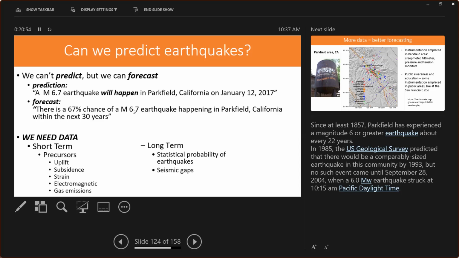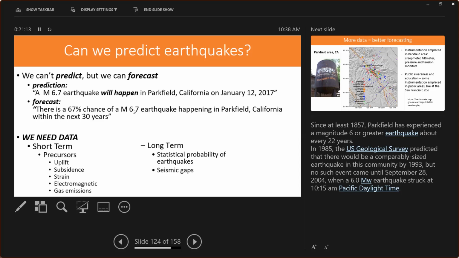Forecasting is what we do in science. Forecasting is what we do in meteorology, when it comes to seismology, as well as studying volcanic eruptions. We can forecast and we can say there's a 67% chance of a magnitude 6.7 earthquake happening within this time range.